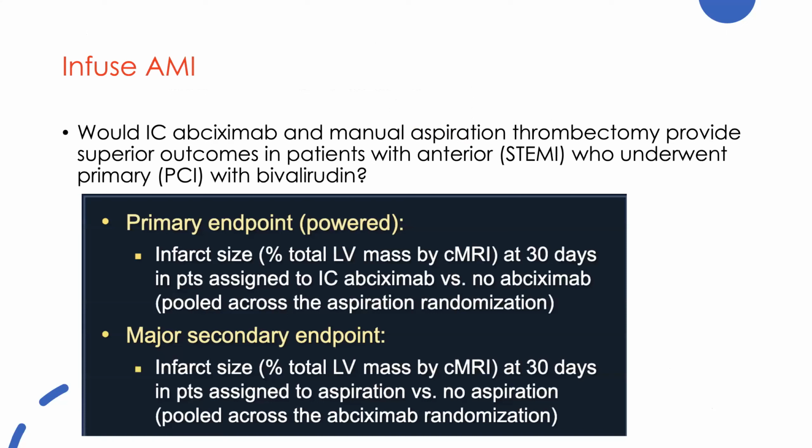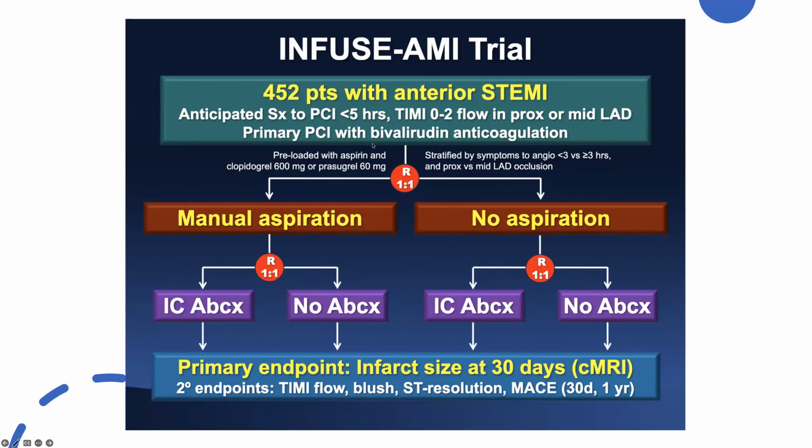So then comes the INFUSE-AMI, trying to answer this question, and it studied it differently. It studied intracoronary abciximab and also studied manual aspiration. So take a look at this. What they did, they took 452 patients with anterior STEMI. They randomized: aspiration, no aspiration. And then after that, 1-to-1, are we using abciximab or no abciximab? And took a look at the primary endpoint.